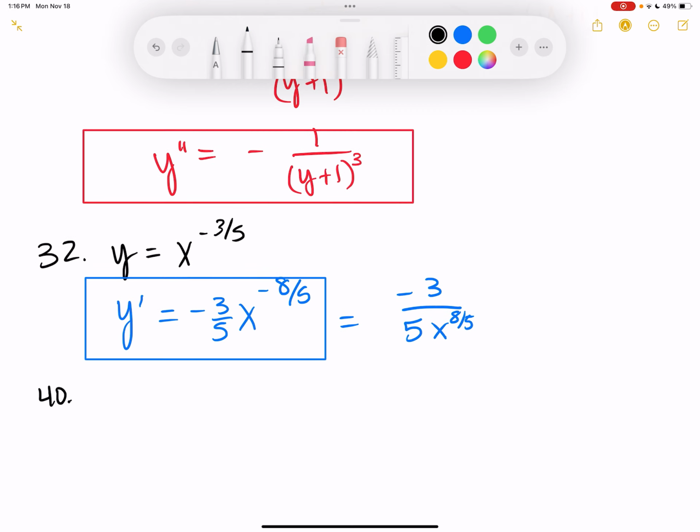Y equals 3 times 2x to the negative 1/2 plus 1 raised to the negative 1/3. Oh, okay, so they are getting complicated-ish. These are basically basic derivatives here. They're just making them more confusing.